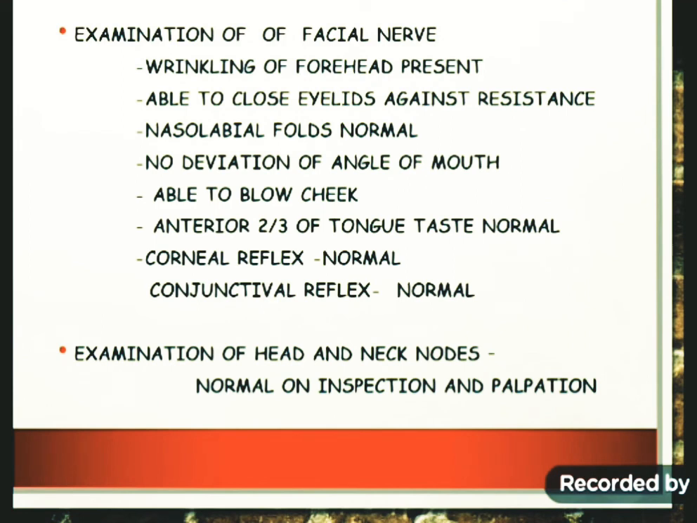In examination of the facial nerve, you will see the wrinkling of the forehead. If the wrinkling is absent, there can be facial nerve palsy. You will see if he is able to close the eyelids against resistance, and whether nasolabial folds are normal or not, no deviation of angle of mouth, able to blow cheek, anterior two-thirds of the tongue tastes normal, corneal reflexes are normal, conjunctival reflexes are normal. All these findings tell us that the facial nerve is normal. There is no palsy.